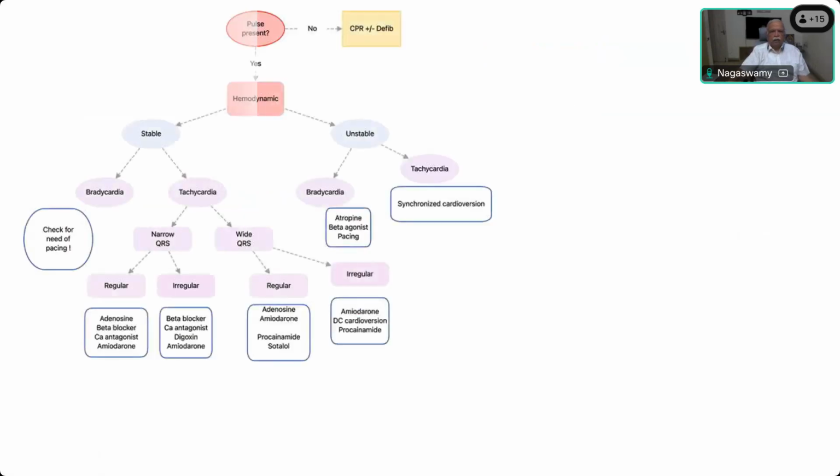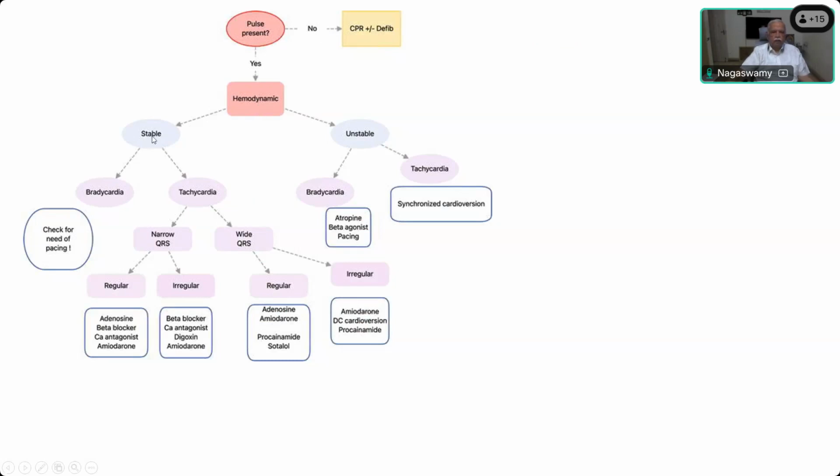So how do you proceed when you have an arrhythmia? First check for the pulse. If the pulse is present, then look for the hemodynamic status. If the pulse is absent, that means it is either PEA or cardiac arrest. Straight away go for CPR. If the pulse is present, then look at the hemodynamic status.